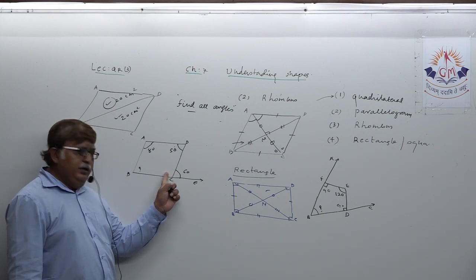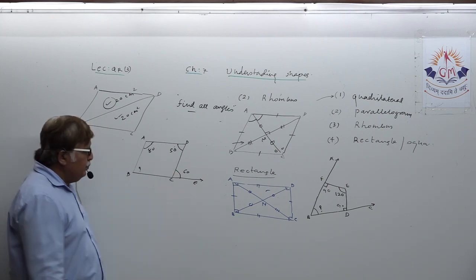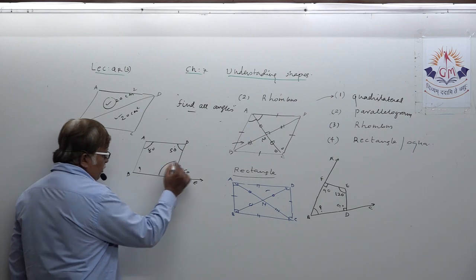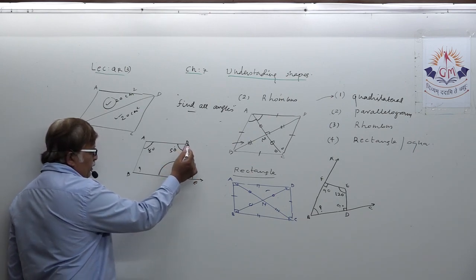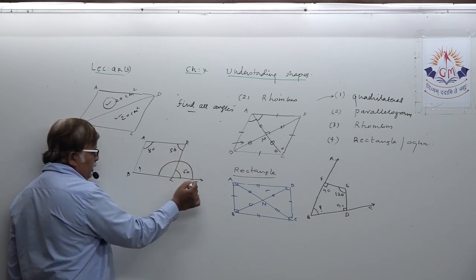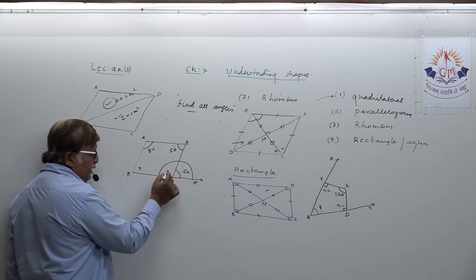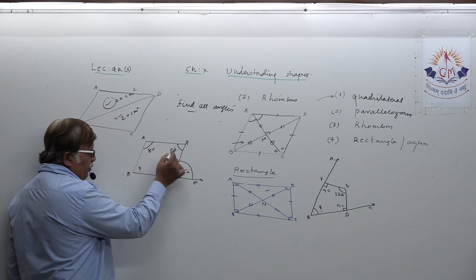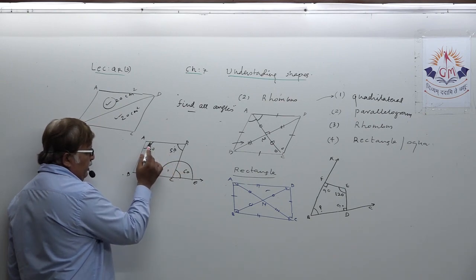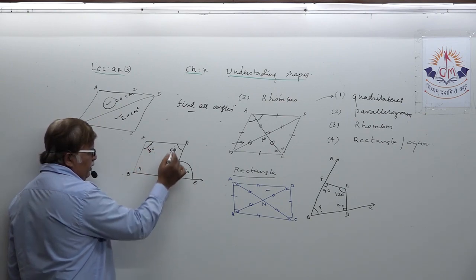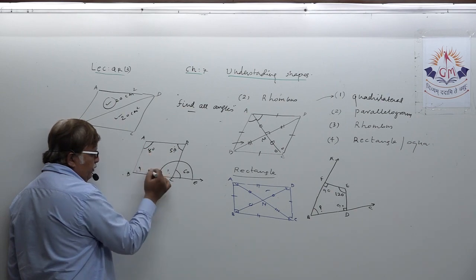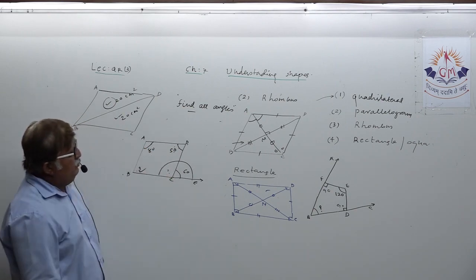First you will take the linear pair here. Linear pair, you all know, is 180. Angle DCE plus angle DCB equals 180. You will get this angle. Now when you have three angles, you can take angle A plus angle B plus angle C plus angle D equals 360. You are able to find this angle.